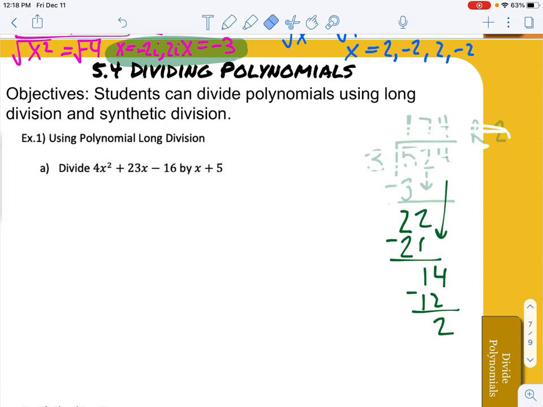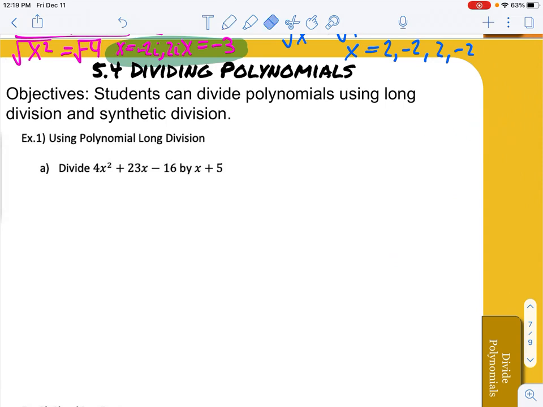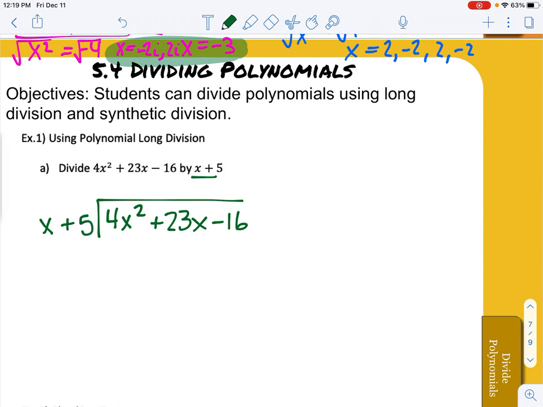Now polynomial long division works very similar to this. Now we just have some x's and a quotient that is x plus 5. So we are going to write it out as if it was normal long division here. 4x squared plus 23x minus 16 divided by x plus 5. And we treat it like a normal long division. I am going to put a little work area over here, though, to help me out in deciding what I need to put up top for my answer.